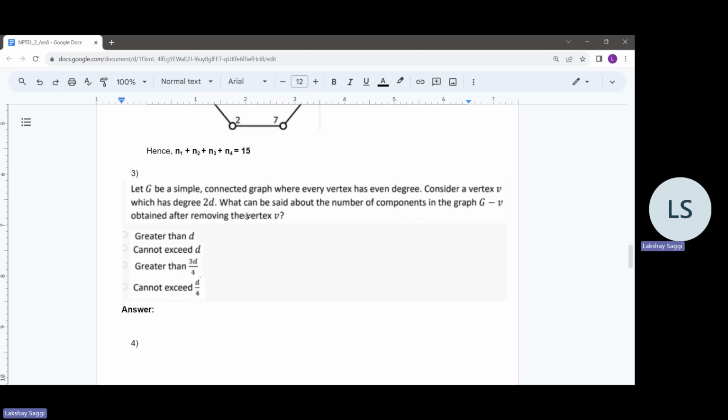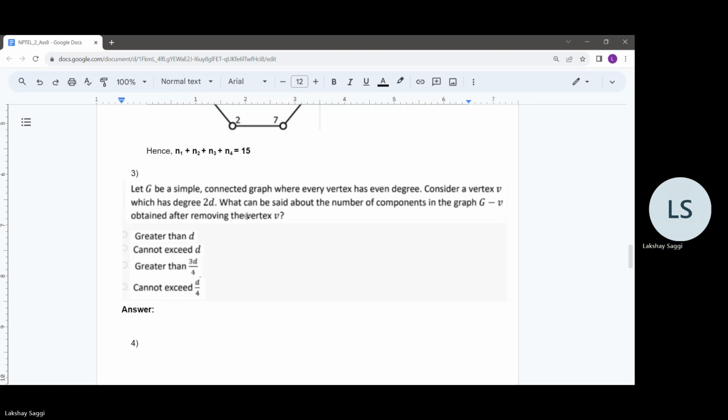So now we want to say what will be the range of the number of components in the graph G minus V. If we delete the vertex V, the graph G can break into multiple components, right? So we want to argue in how many components this graph G can actually break after deletion of V.